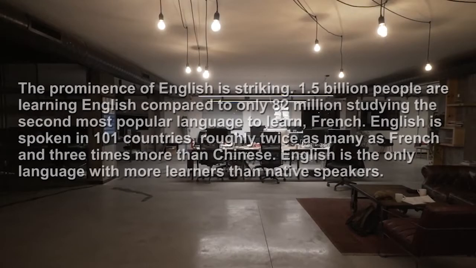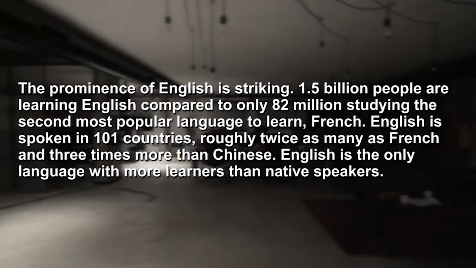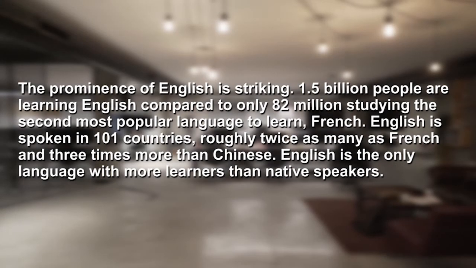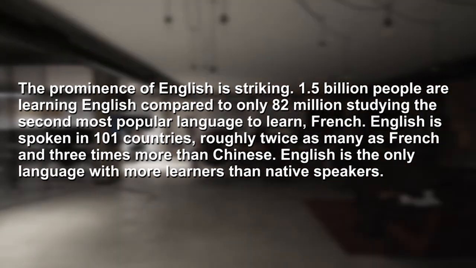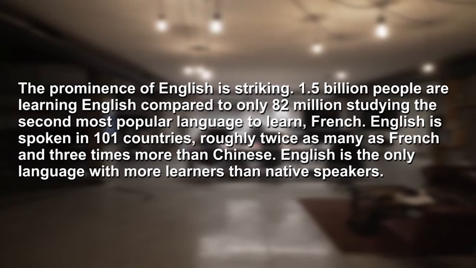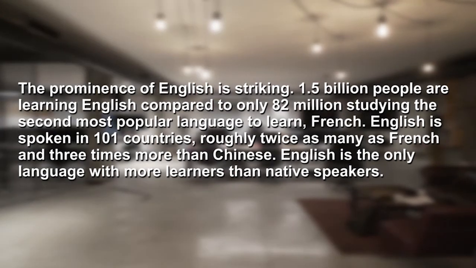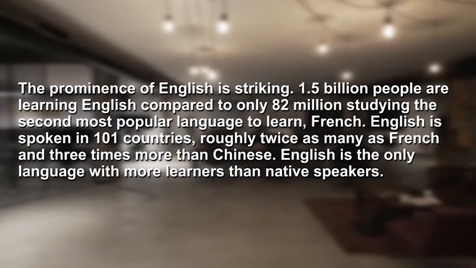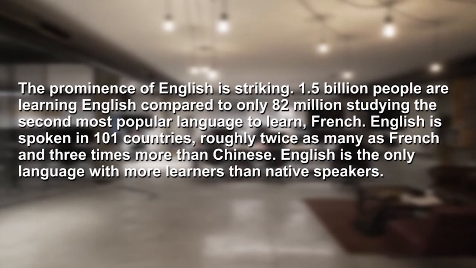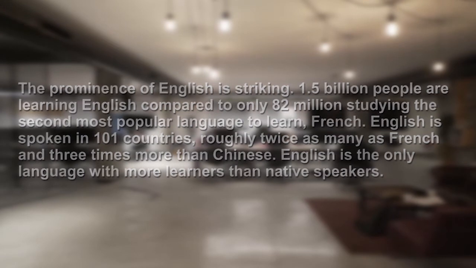The promise of English is striking. 1.5 billion people are learning English compared to only 82 million studying the second most popular language to learn, French. English is spoken in 101 countries, roughly twice as many as French and 3 times more than Chinese. English is the only language with more learners than native speakers.